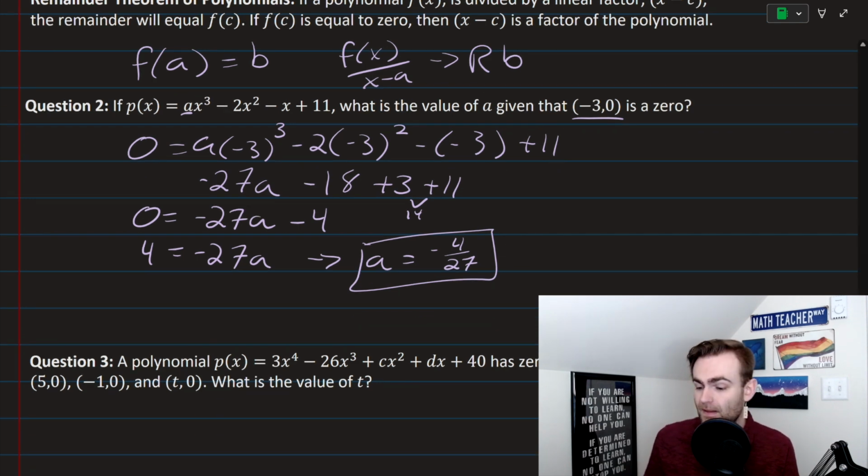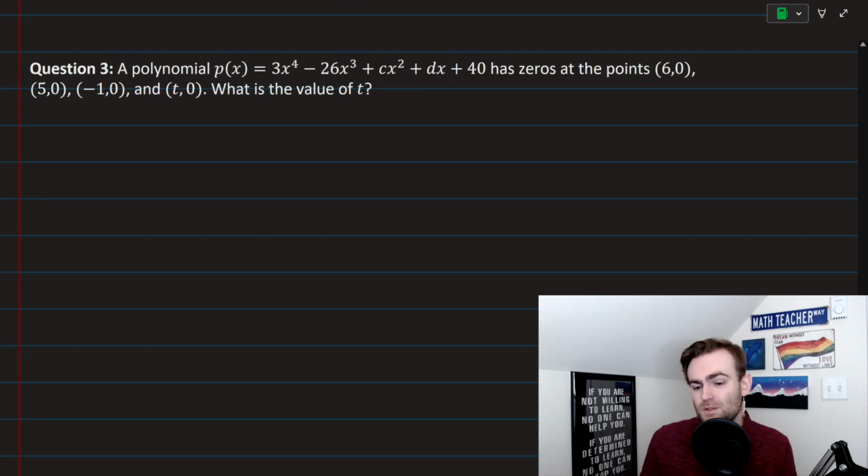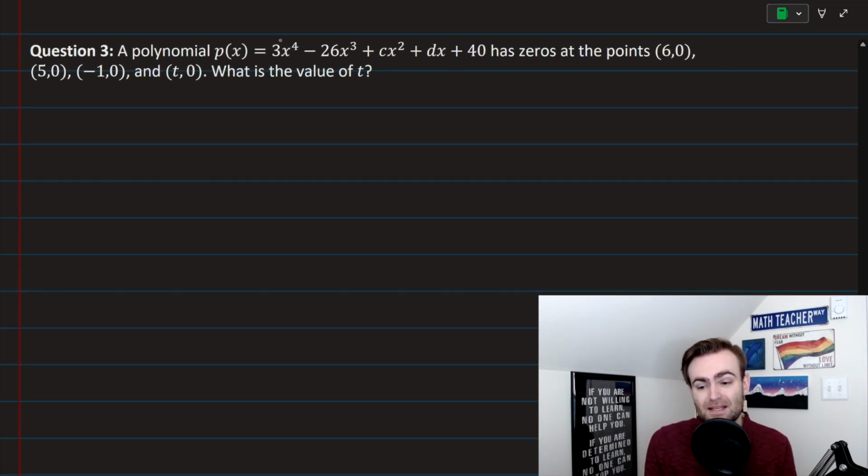So not too bad there, just really plugging in the value for the point and then solving for your missing number. The last one is where we need one of the tricks that we learned about above. So we have a polynomial, and it's a quartic. It is a degree 4 polynomial, and we're missing 2 values for this one.